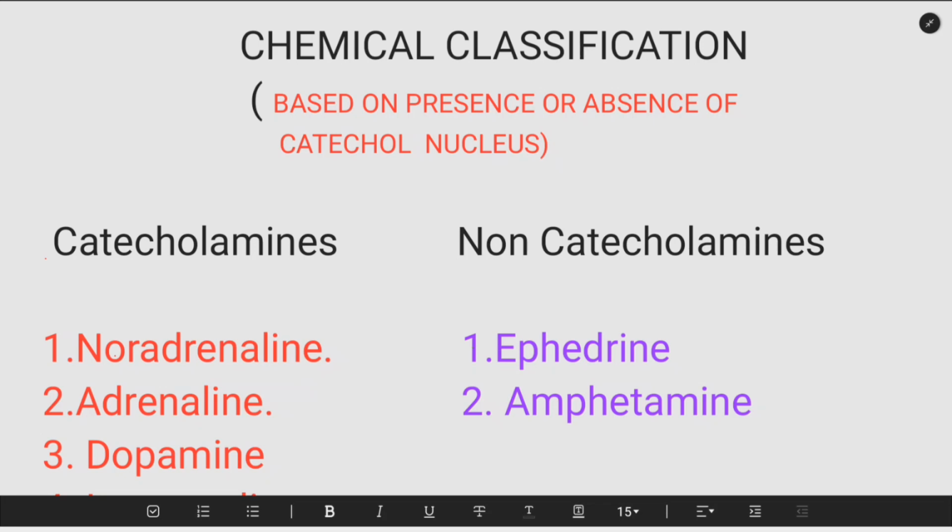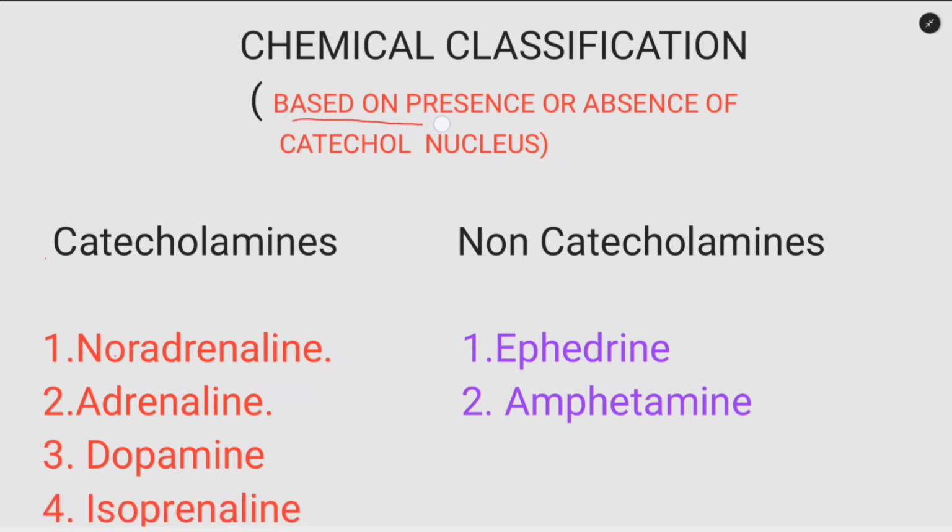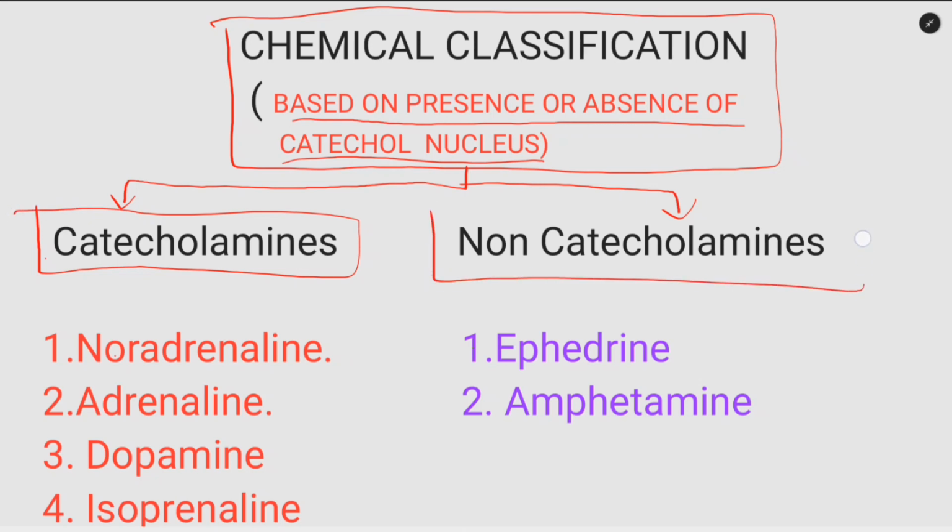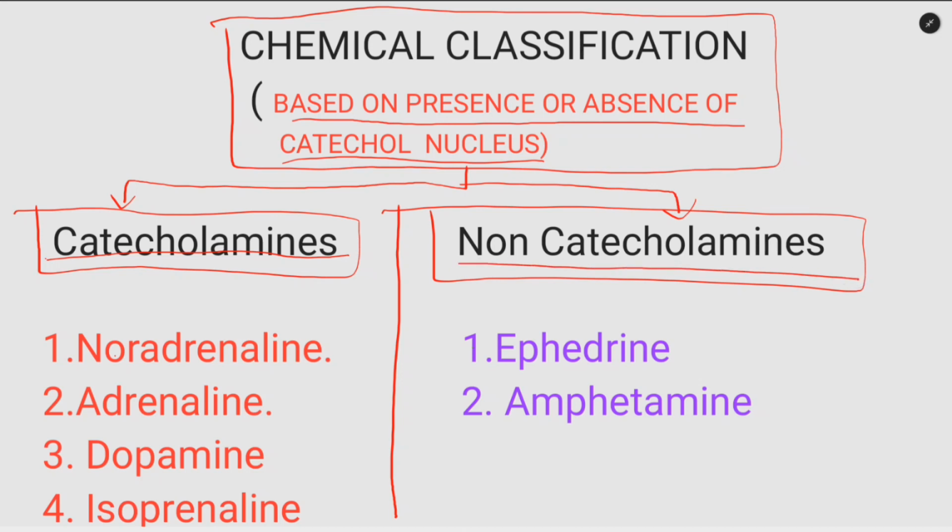Chemical classification of adrenergic drugs is on the basis of presence or absence of catechol nucleus. On the basis of presence or absence of catechol nucleus, adrenergic drugs are classified as catecholamines and non-catecholamines.